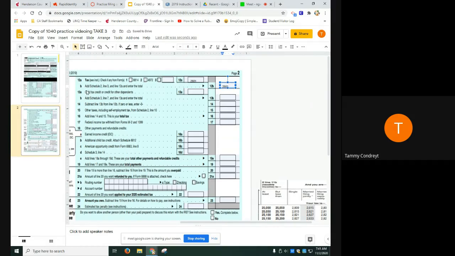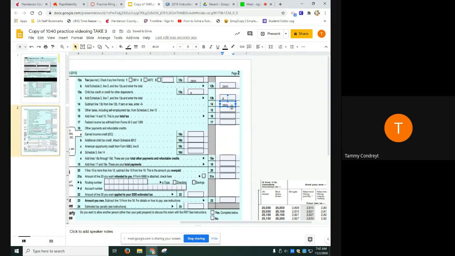Then we look at child tax credits or credits for dependents. There's a form for that. You get a little credit for having a dependent. The Schedule 3 is another tax form. Then we subtract. We put 13A, and it says subtract 13B from 12B. We're going to say we had none of these, so we have none here. So we still owe $2,881. Now, if we had something there, we'd reduce how much we owed.